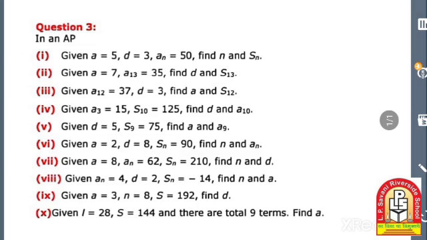So in the previous lecture we completed D is equal to 5 and S9 is equal to 75, and we found out the A9. So let's begin with A is equal to 2, D is equal to 8 and Sn is equal to 90, and we have to find the n and An from the equation.